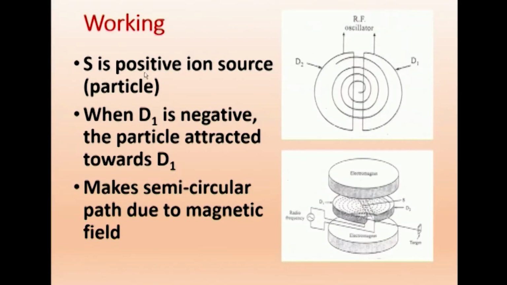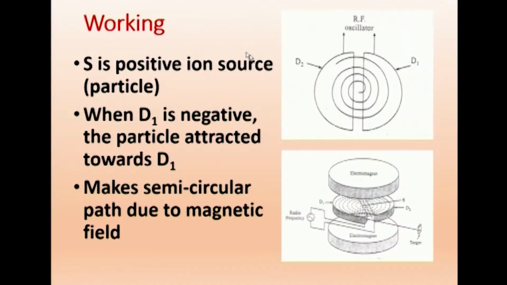So now what is the working principle? S is the positive ion source. We are assuming the particle is from a positive source. As we already stated at the beginning, it can be positive or negative, but we are assuming a positively charged particle. Then it will be attracted towards the negative D. A positively charged particle will be attracted towards whichever D is negative. So S is a positive ion source, that is, the particle to be accelerated.